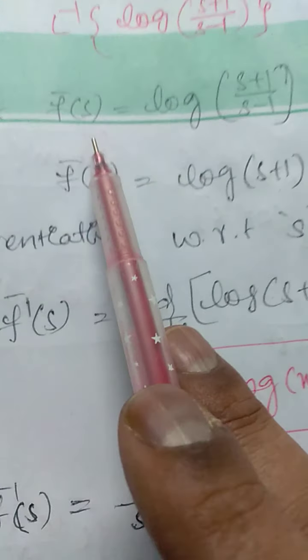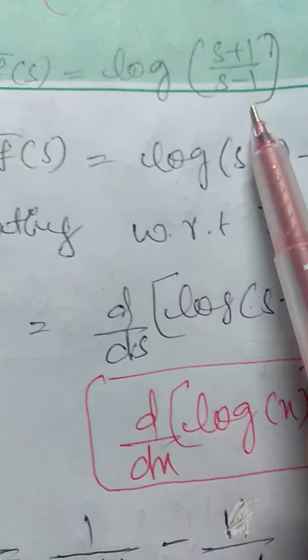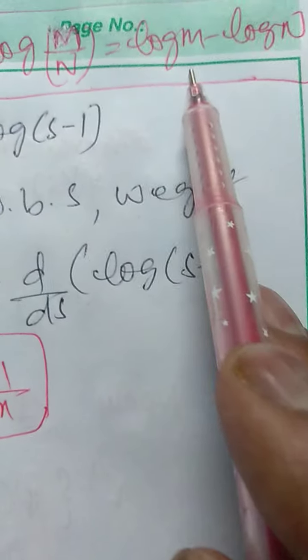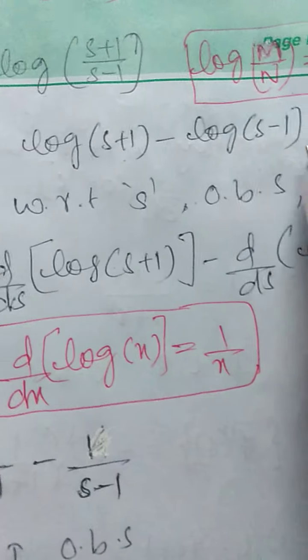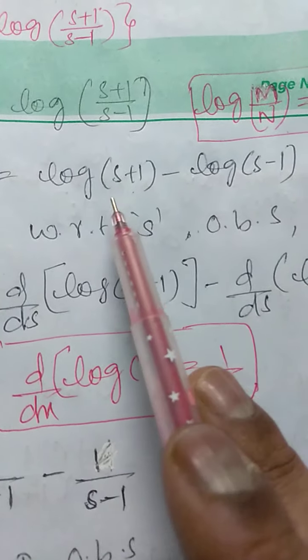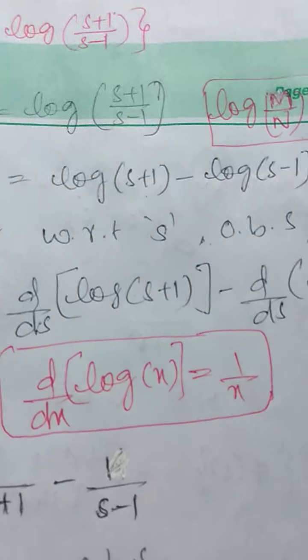It is in the form of logarithm of m divided by n. Logarithm of m divided by n can be written as logarithm of m minus logarithm of n. According to this formula, we can write f bar of s is equal to logarithm of (s plus 1) minus logarithm of (s minus 1).